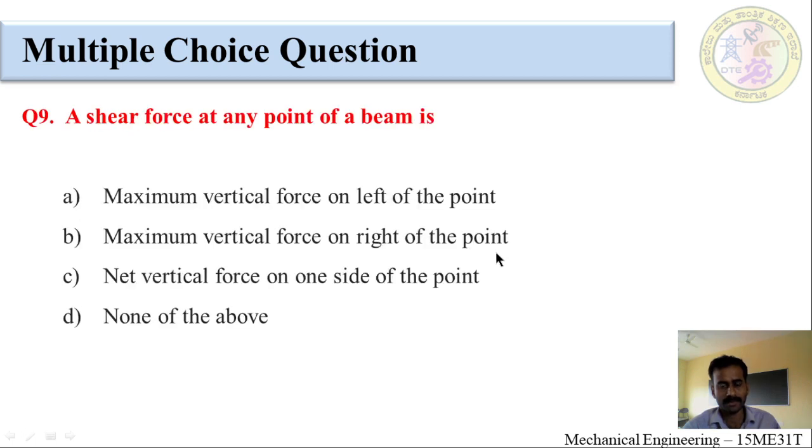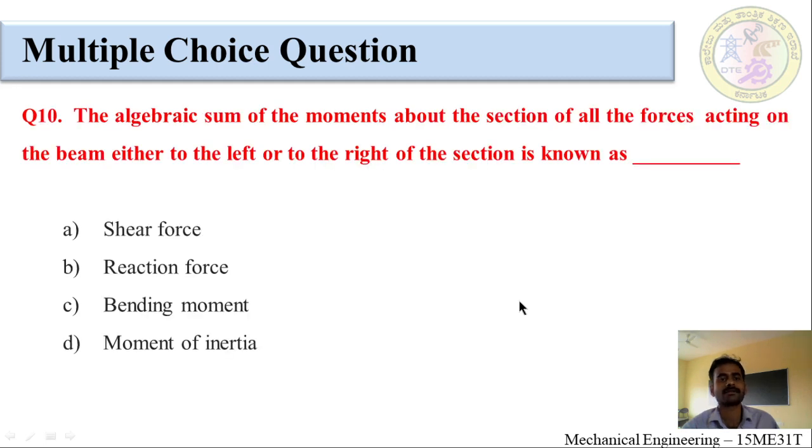Okay. Question number 9, a shear force at any point of a beam is, options we have maximum vertical force, minimum vertical force. Actually the correct answer is net vertical force on one side of the point. Okay, the option C is the right answer. For the question number 10, the statement is for the bending moment. The algebraic sum of the moments about the section of all the forces acting on the beam either to the left or right of the section is known as bending moment. Okay, as we are considering the sum of moments, the answer would be the bending moment. The correct answer is option C.